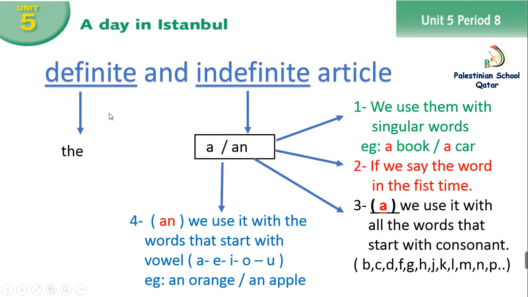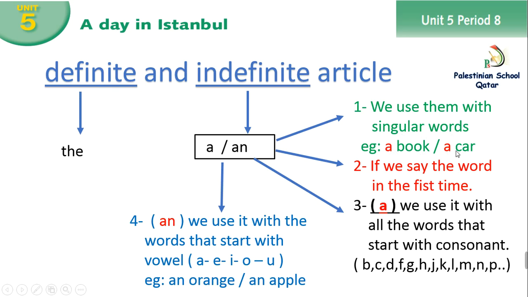definite and indefinite article. Definite and indefinite article, it means "the" is the definite article, and "a" and "an" are the indefinite article. So at the beginning, everybody, I will start with a and an, explain them, and then we'll come back to the. So indefinite article a and an, we use them with singular words, only with singular words. For example, I can say a book, a car.